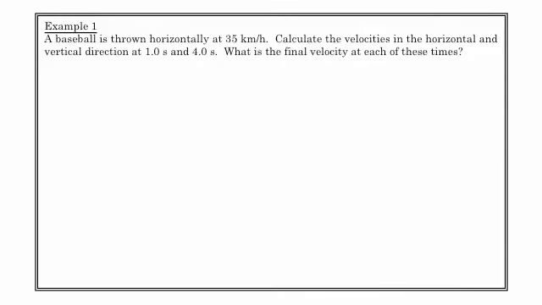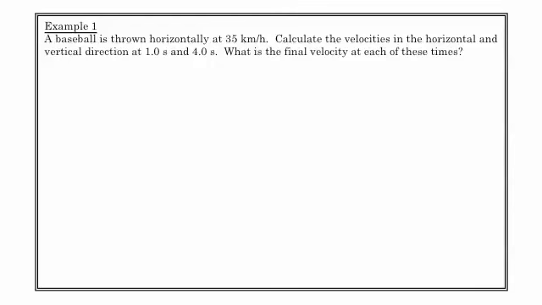Let's take a look at an example so we can actually start using some of these equations. A baseball is thrown horizontally at 35 kilometers per hour. Let's calculate the velocities in the horizontal and the vertical direction at 1 second and at 4 seconds. And then what's the final velocity at each of these times?